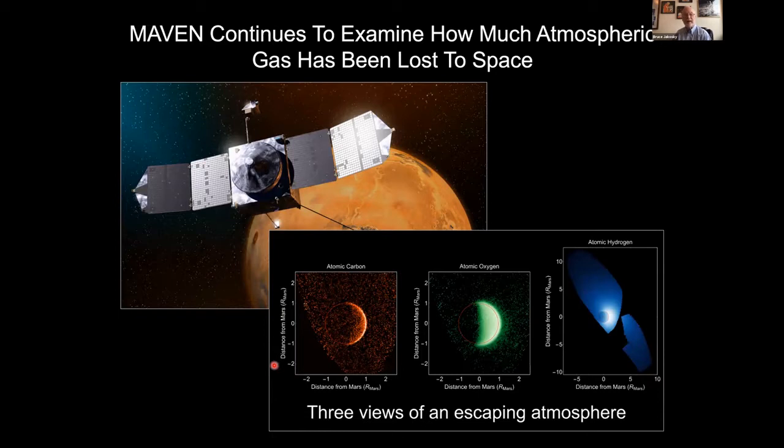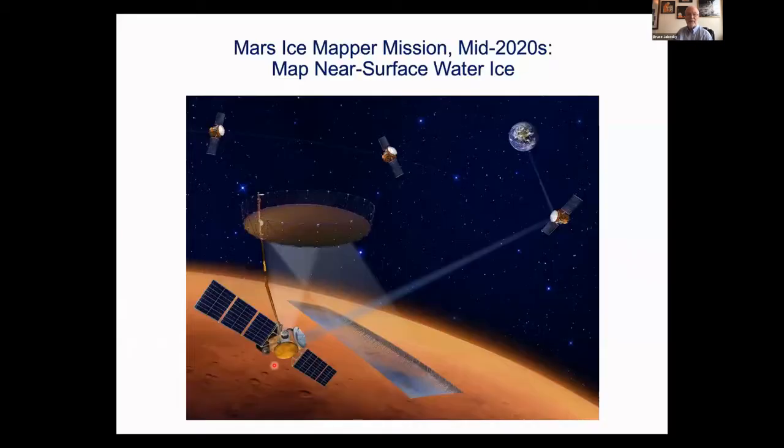MAVEN has been operating in orbit for about 6.5 years, and we're trying to learn about the history of water. We're measuring the loss out the top of the atmosphere to space of carbon, oxygen, and hydrogen. These are the main constituents of water and of CO2 that really dominate the climate. We're continuing to make measurements, and hopefully we'll go through an entire solar cycle. We're on track. Again, everything continues to operate nominally on the spacecraft.